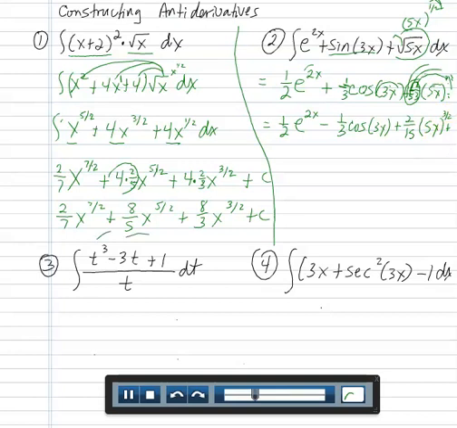Number 3, pretty classic case here. 10 seconds of algebra. You can distribute this division by t. So think of it this way. If you had t cubed, t times t times t, and divided by t, what would be left would be just a t squared. Minus 3t divided by t, plus 1/t.